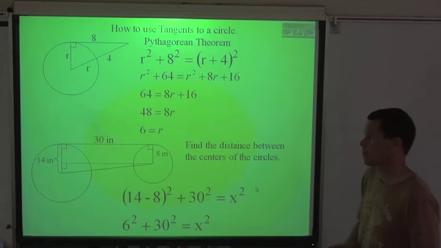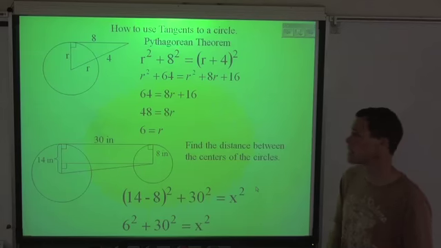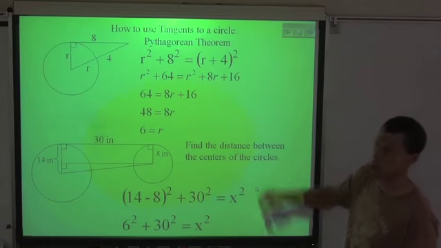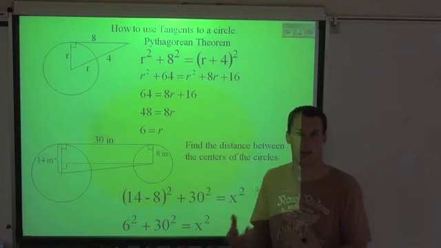So there are two examples of how to use the tangents and how they form right angles and form right triangles in the Pythagorean theorem.